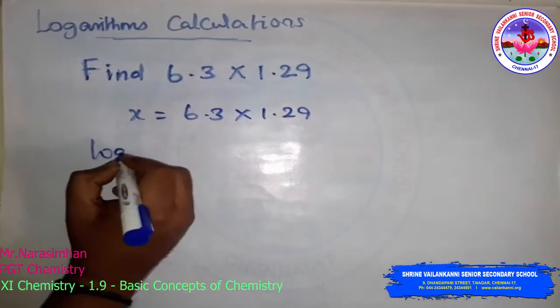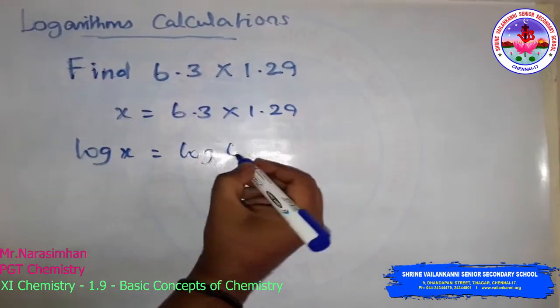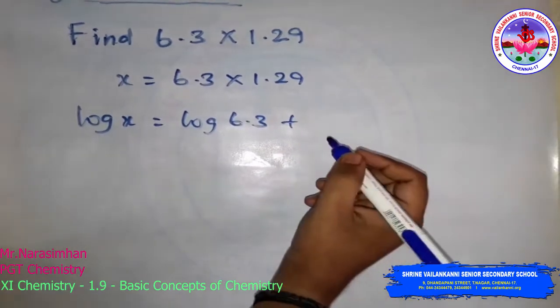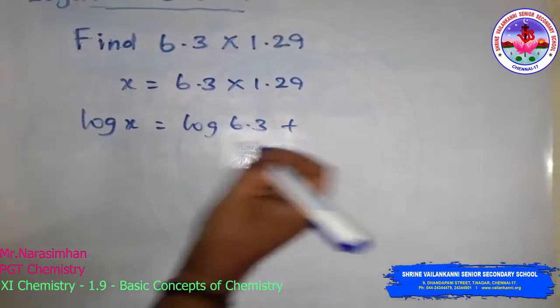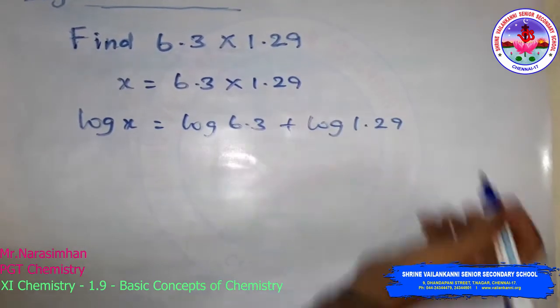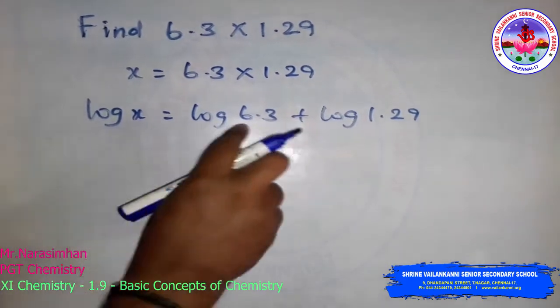That means taking log. Log x is equal to what? Log of 6.3 multiplied by 1.29. Multiplication, so it's addition. That means log of 6.3 plus log of 1.29. Taking log, first that is log 6.3.